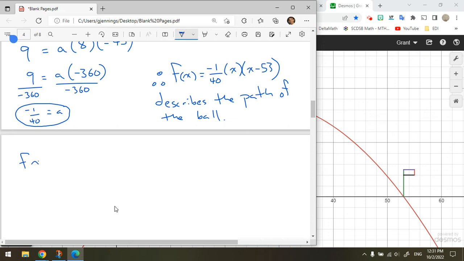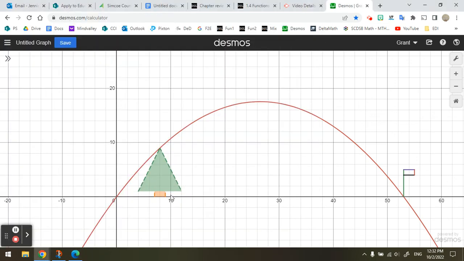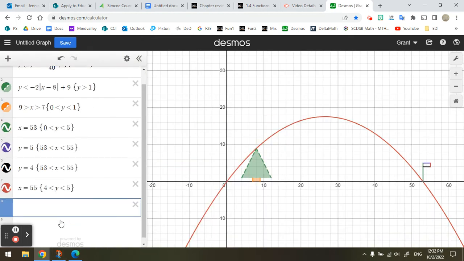So if f(x) is equal to negative 1 over 40 multiplied by x multiplied by (x - 53), we know that the roots are at (0, 0) and (53, 0). We see that over here, right? (0, 0), (53, 0). And here are our roots. The axis of symmetry will be dead in the middle of them, 26 and a half. 26 and a half there is the axis of symmetry. I'll even show that to you. Here is the axis of symmetry.